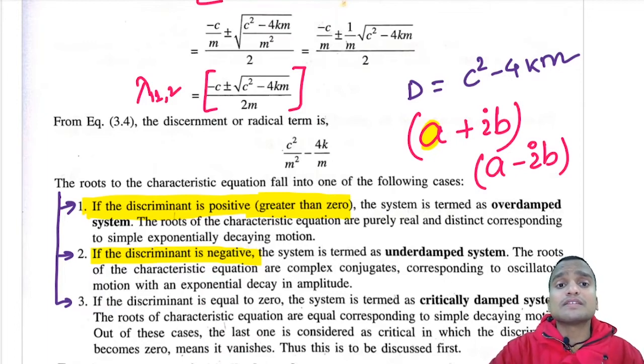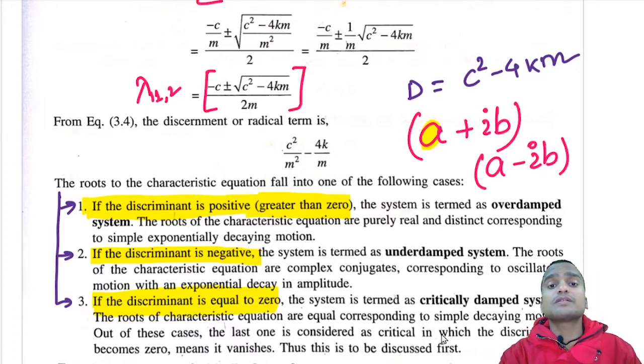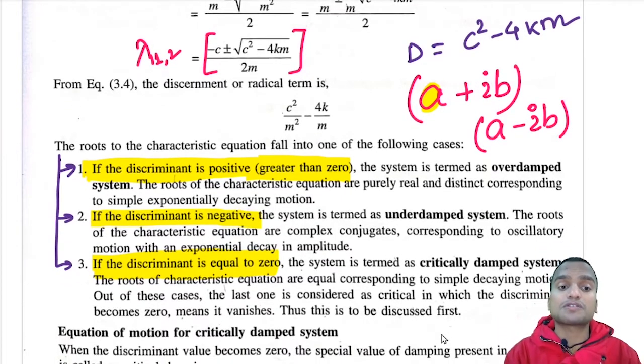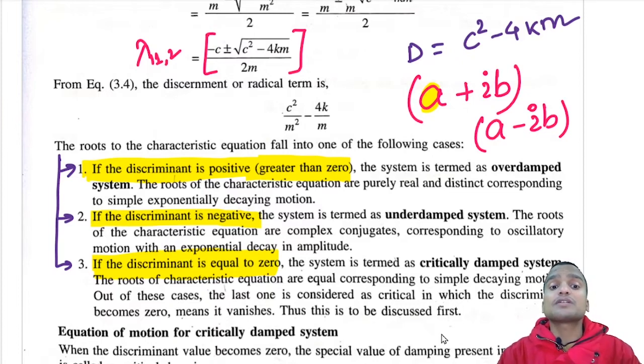Now the third case is when the discriminant becomes equal to 0. Then the system is termed a critically damped system, because in this case the roots of the characteristic equation are going to be equal. Both the roots will coincide, and the graph here will correspond to simply decaying motion, which we will discuss very soon. Of these cases, the last one, the critically damped system, is considered critical. Why? Because here the discriminant becomes 0 and vanishes. Thus, let us discuss critically damped system first.